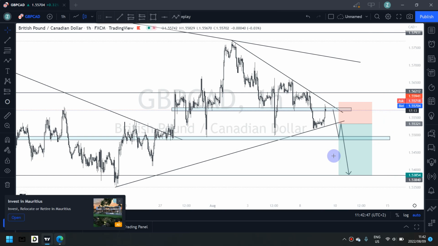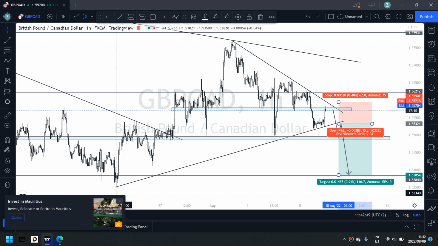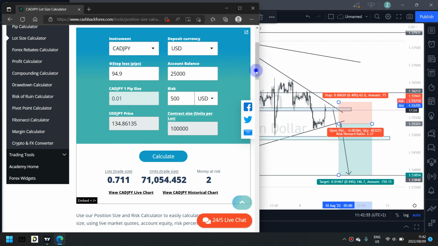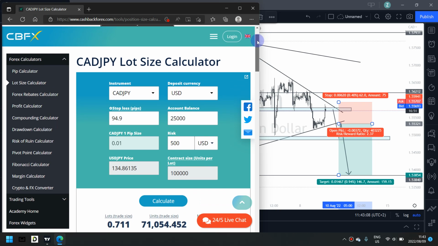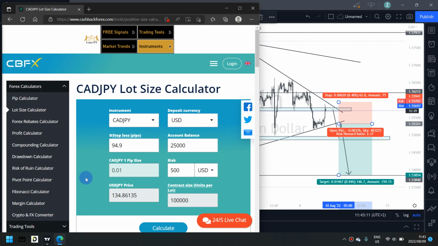So now I want to show you something cool. This is a lot size calculator, the CBFX, the Cashback Forex lot size calculator. What you can do is go to your Google or Chrome, and search lot size calculator, Cashback Forex lot size calculator. We are going to find this calculator.